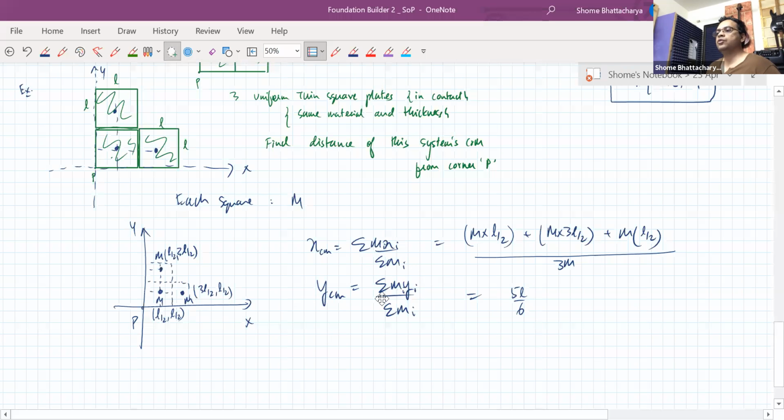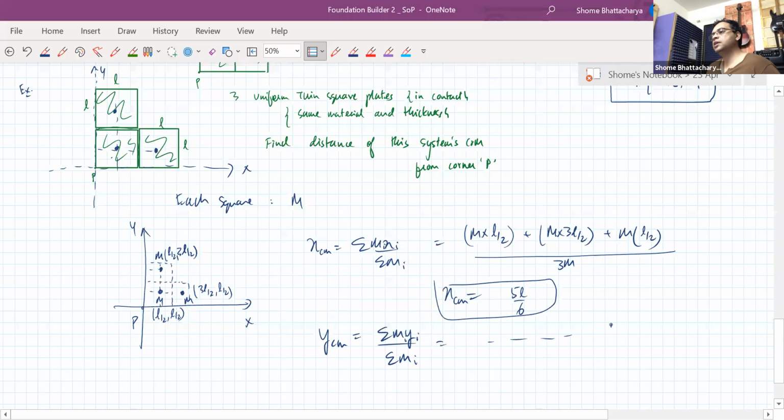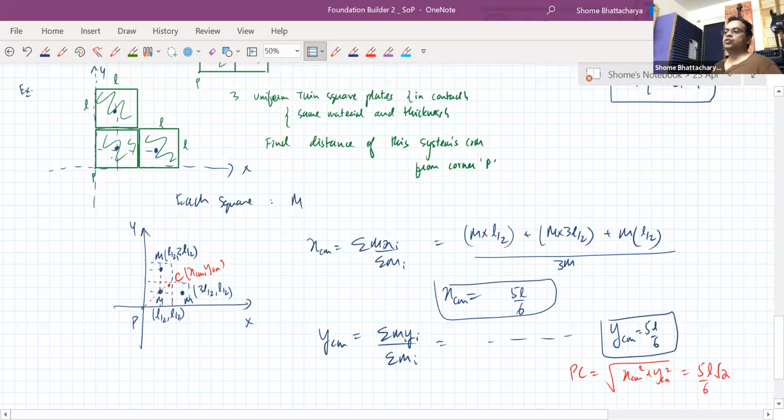Now similarly, I'll get the y coordinate also by the same method. When I do this calculation for y coordinate also, I'll get the same thing actually. I'll get YCM also as 5L by 6 with respect to that corner. So wherever the center of mass of that system is, it is somewhere here now, let's say. This center of mass is having coordinates XCM, YCM. So I wanted to find out this distance, PC. So that distance PC will just become square root of XCM square plus YCM square. So my final answer should become, you've done correct what you've done, but the final answer will be the distance. So 5 root 2 by 6 into L.